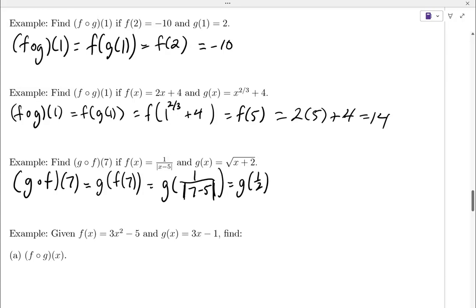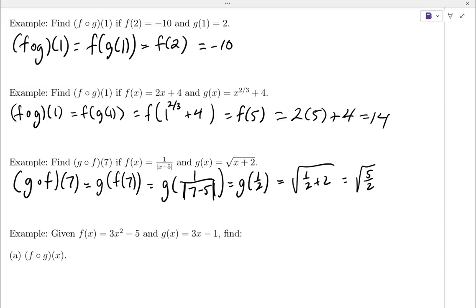All right. Now what do we do? Yeah, so we get the square root of 1/2 plus 2, which would give you square root of 5/2. I do not care if you rationalize the denominator. You can leave it as square root of 5/2. That's perfectly fine. Nothing wrong with that at all. That one okay?